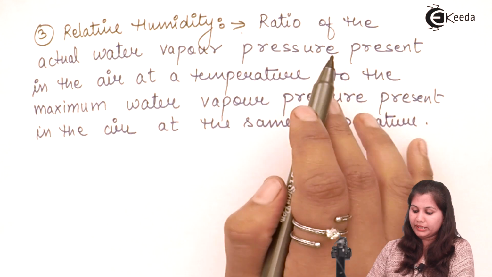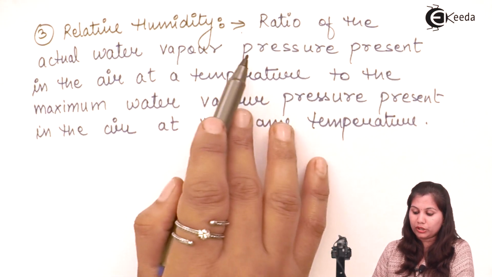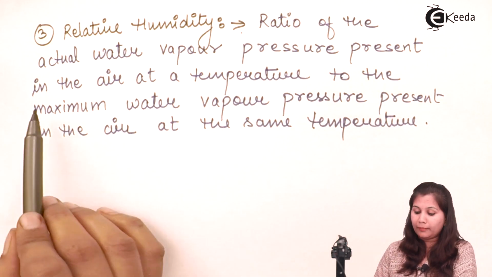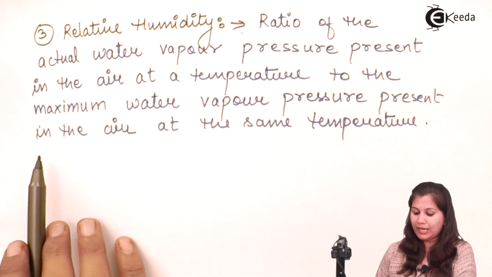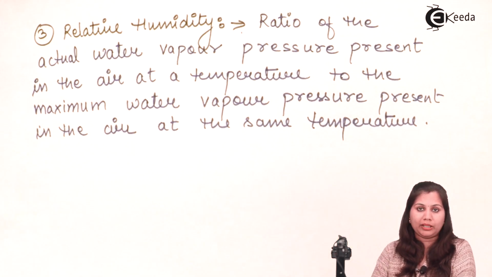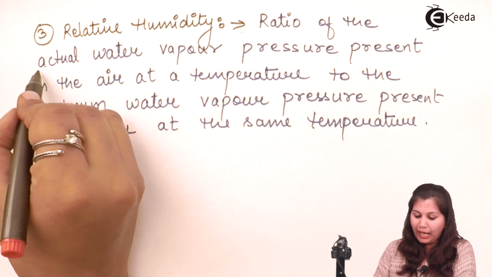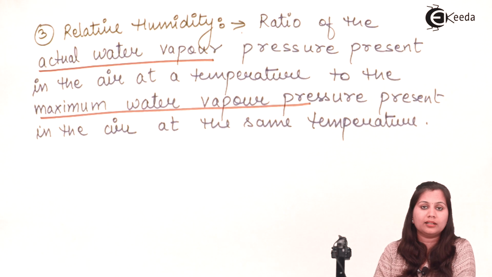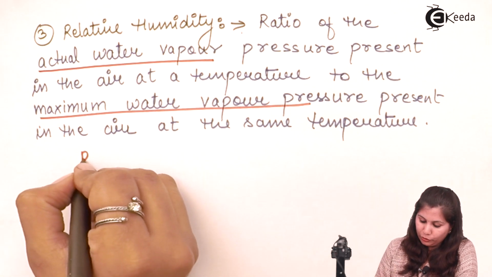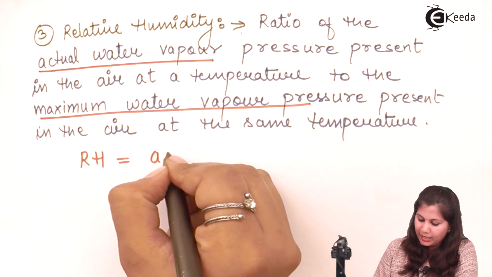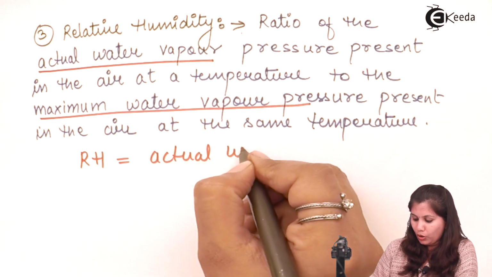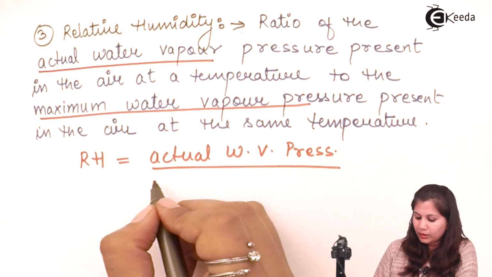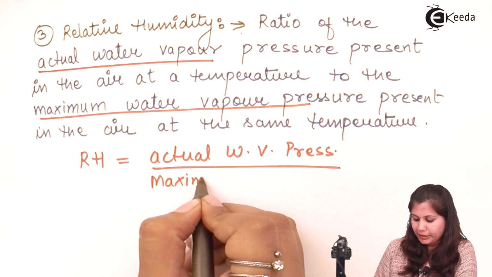So relative humidity is defined as the ratio of the actual water vapor pressure present in the air at a particular temperature to the maximum water vapor pressure which can be present in the air at the same temperature. So it is the ratio of the actual water vapor content to the maximum water vapor content present in the air. Okay, so relative humidity, that is RH, is the actual water vapor pressure to the maximum water vapor pressure.